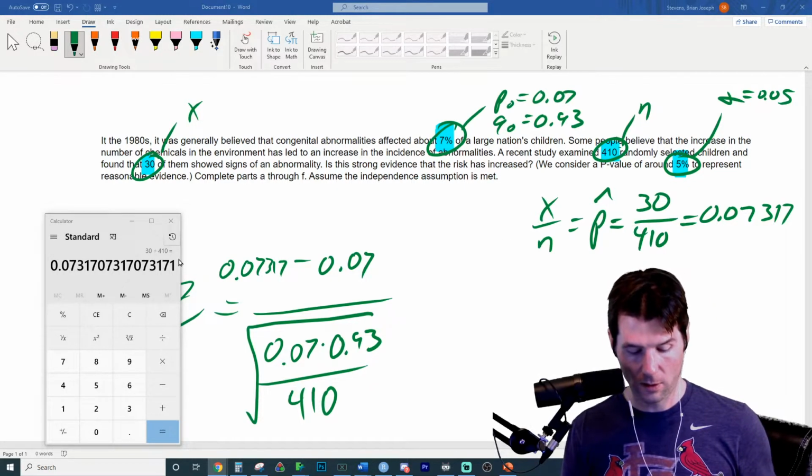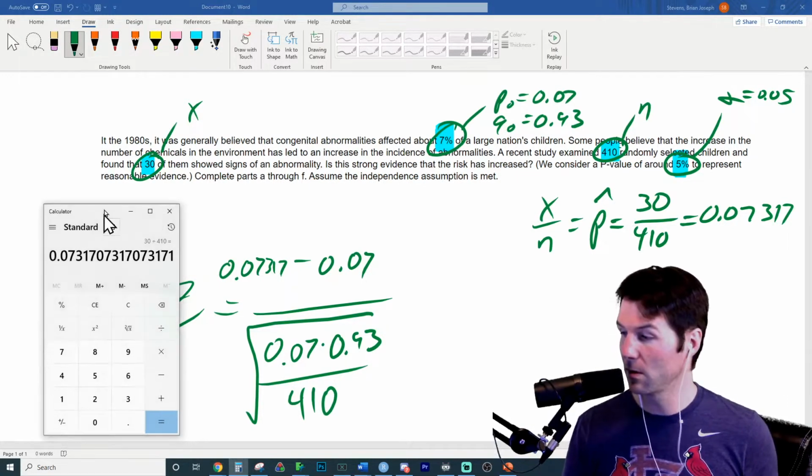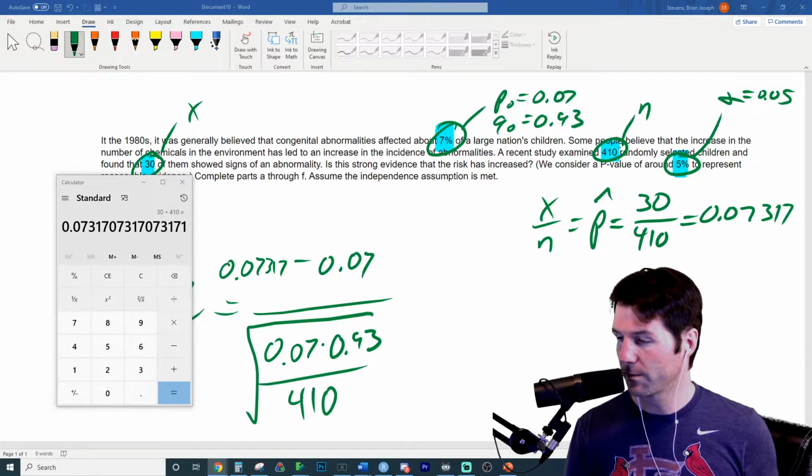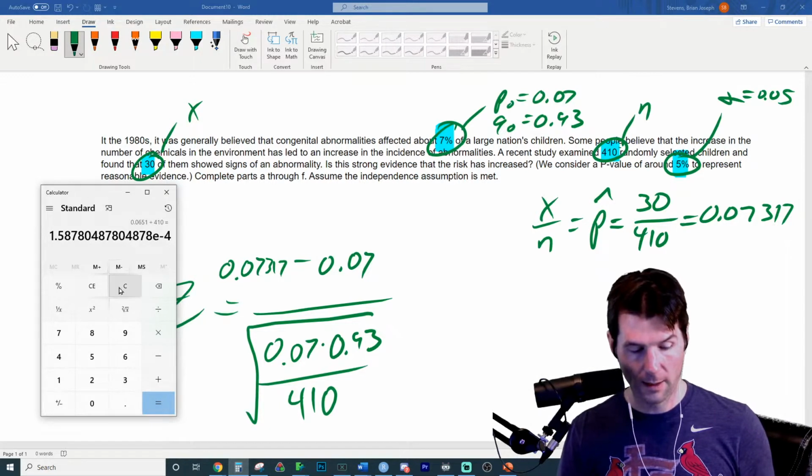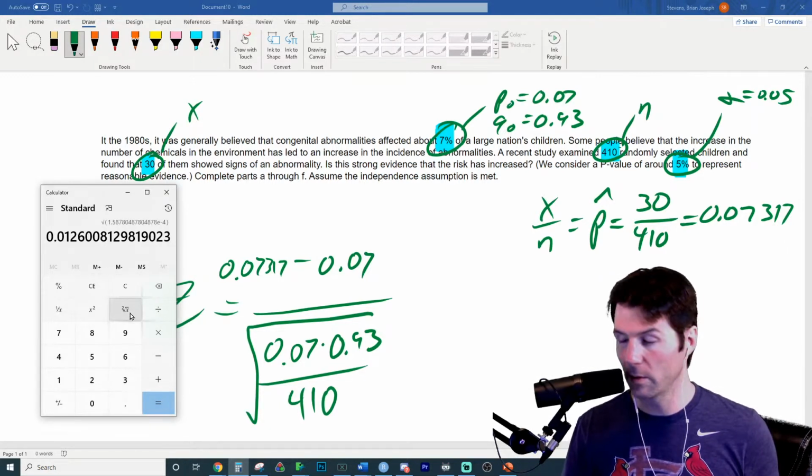Okay, so P times P naught times Q naught. What are you doing? I'm over here. P naught times Q naught over N, square root.